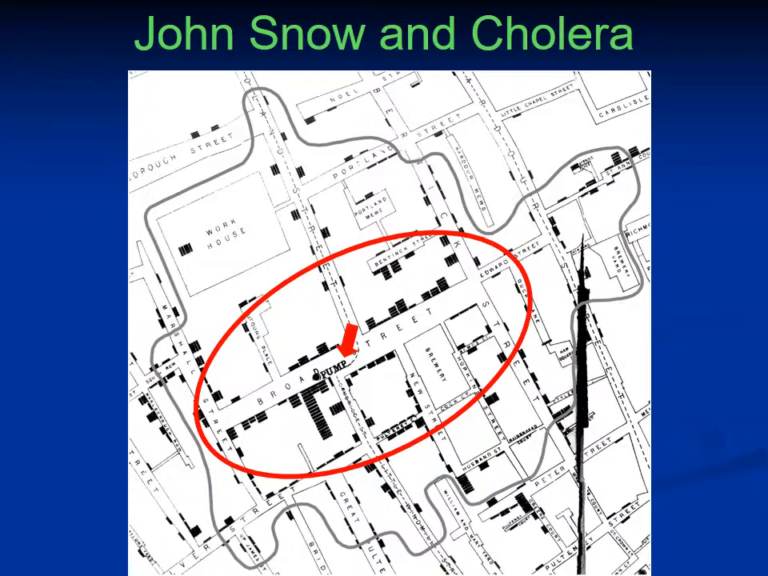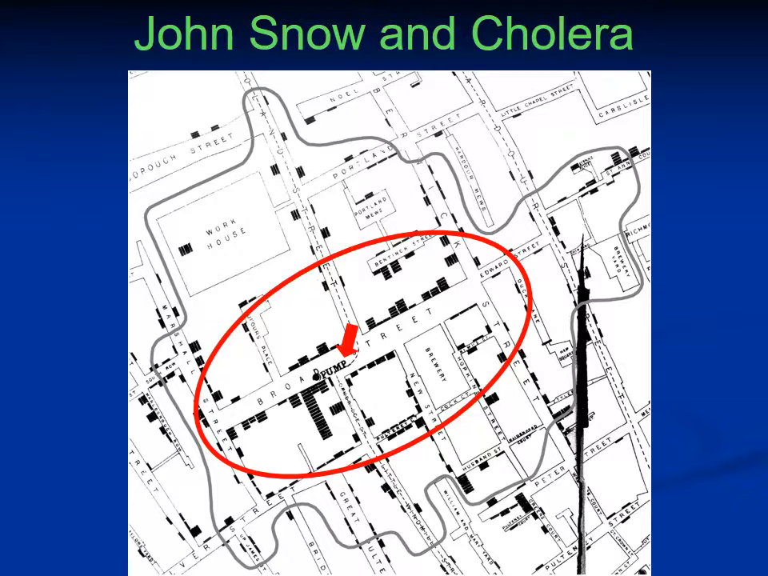Then he tried to figure out, well, what do these cholera households have in common? And what he did is he traced their water supply to a particular pump here on Broad Street. And this was a hand pump that brought up water from a shallow well. These were lower socioeconomic households that didn't have running water, so they had to get their water from pumps.